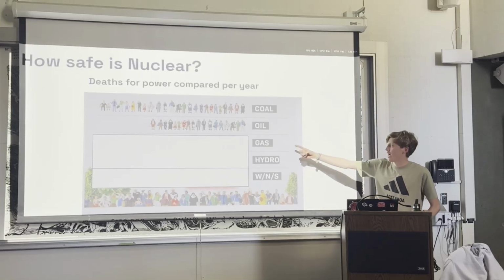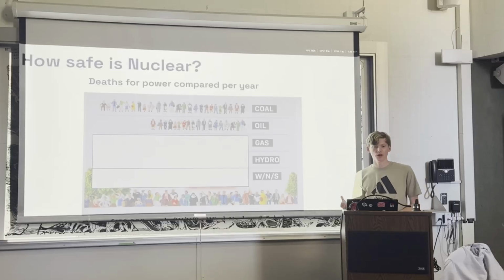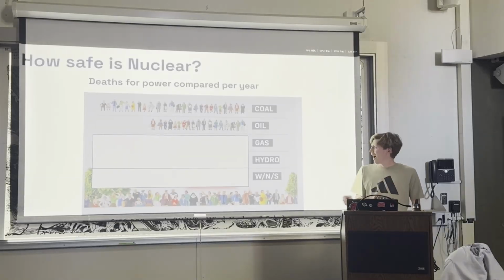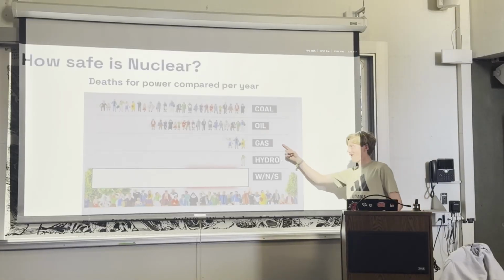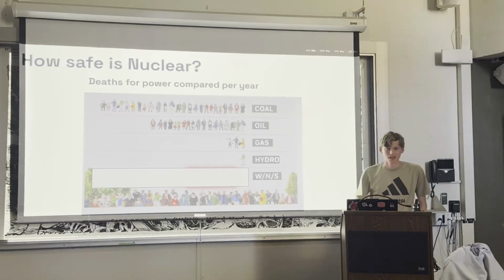So how about natural gas, which we use a lot of? How many people do you think die each year from natural gas? 35. 40. How about hydropower? 5, 6, 15, 20. It's 3 people, and 1 person.